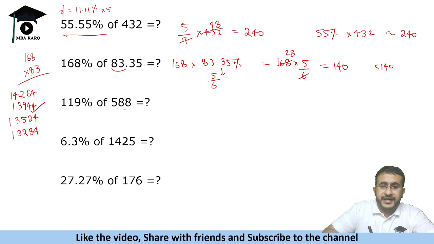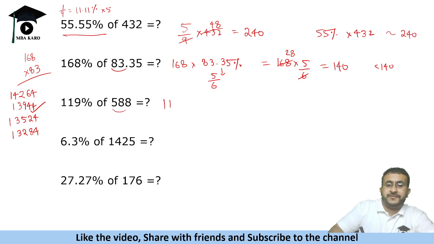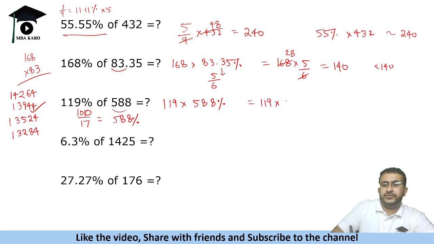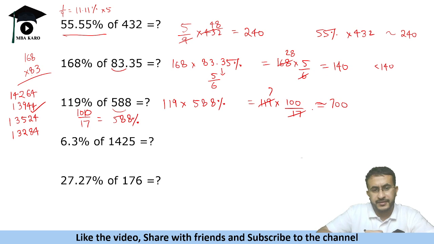Now 5.88, right? So this is 119 into 5.88 percentage. If you know 1 by 17 is 5.88 percentage. So this is 100 by 17. 100 by 17 will be 5.88 percentage. So it becomes 119 into 100 by 17. 17 into 7 is 119. So the number is approximately 700.